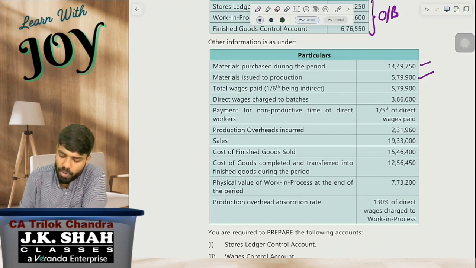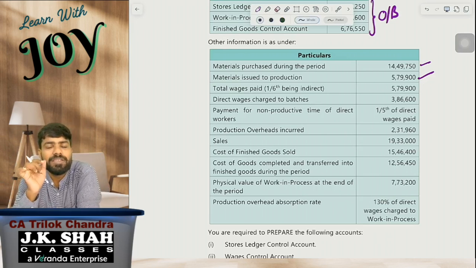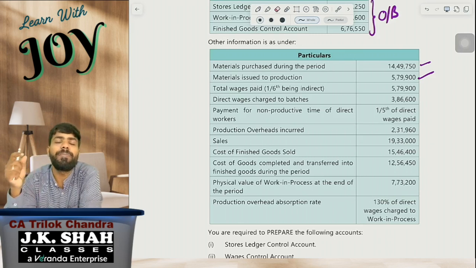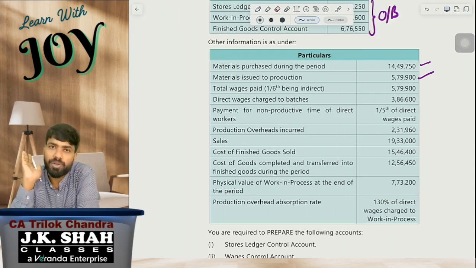Next, total wages paid. When it comes to wages, there are two entries: payment entry and utilization entry. What is the payment entry? Wages control account debit to cash. Utilization entry: if the payment is made to direct workers, we debit WIP account. If made to indirect workers, we debit production overhead. If made to administration staff, debit administration overhead. If made to selling and distribution staff, debit selling and distribution overhead. If made for abnormal idle time, debit abnormal loss account to wages control account.